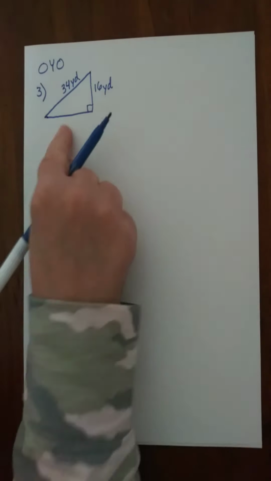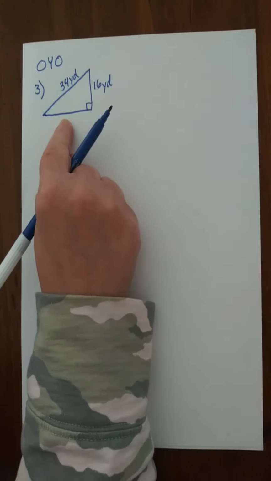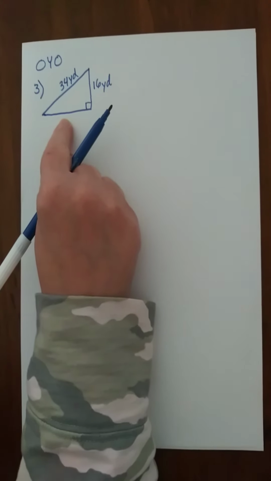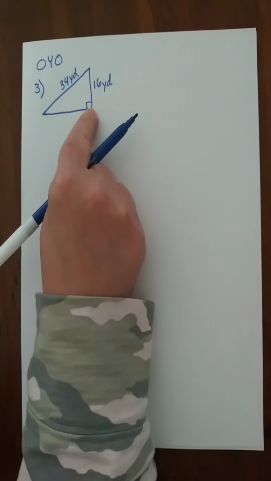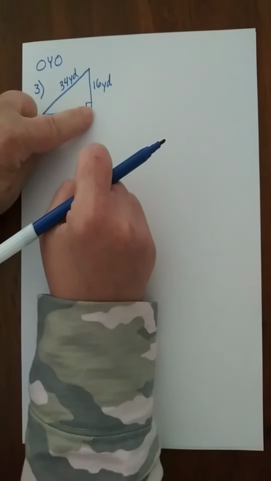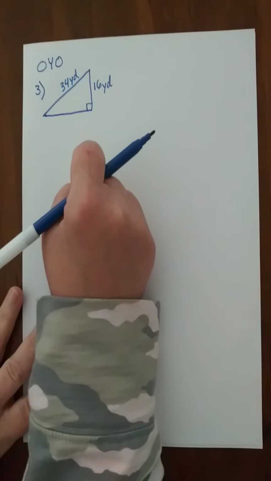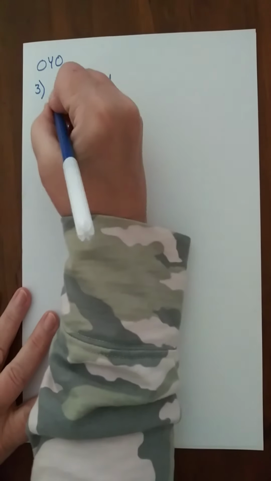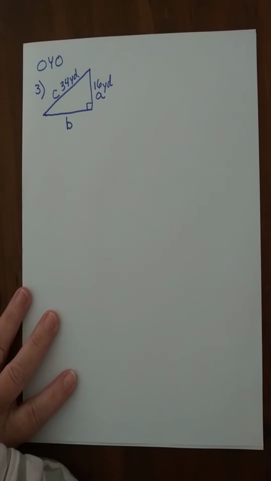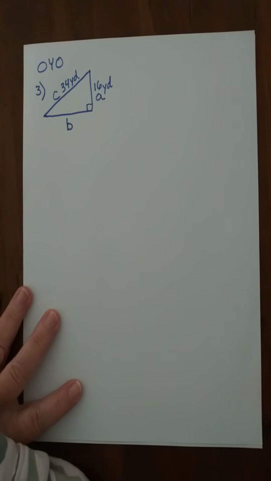So we're missing this piece here, and once again, it's a missing leg. Okay, we know that because it's attached to the right angle, so it forms the right angle. The one across from it, the hypotenuse, is already given. This time, let's use B for our missing leg. That means A is 16 and C is 34. It doesn't matter if you use A or B. You can do whichever one you like best.